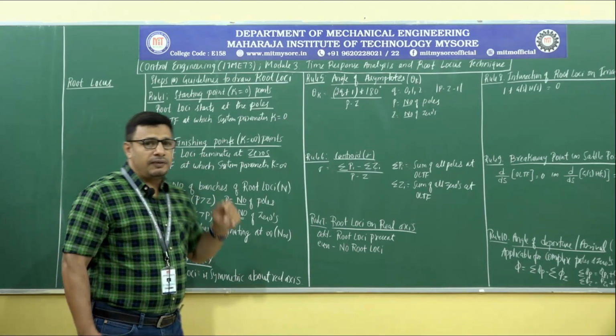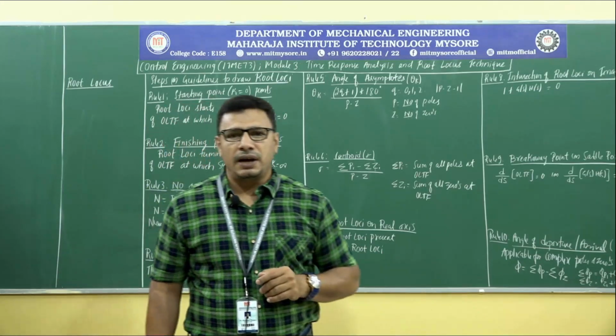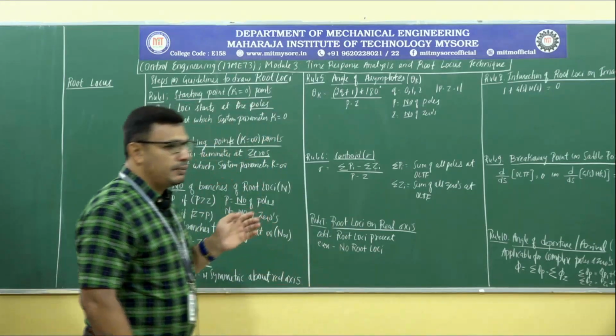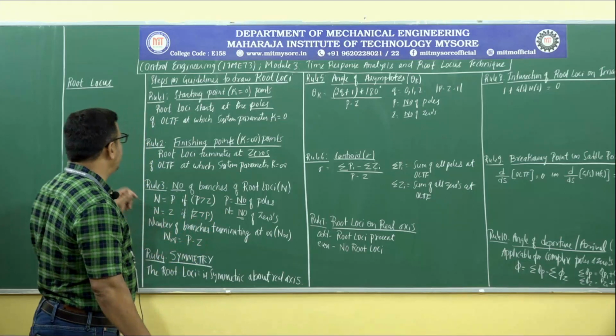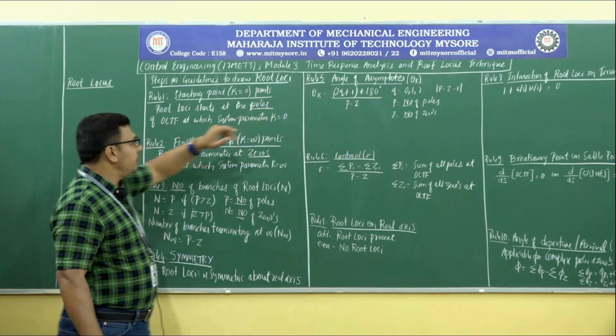Number one, every root loci or branch of root loci will have to have a starting point. What are the starting points? The starting points for any root loci or branch of any root locus are nothing but what are also termed as K equal to 0 points.